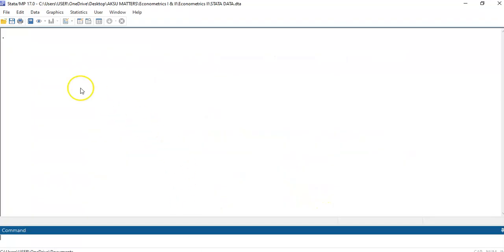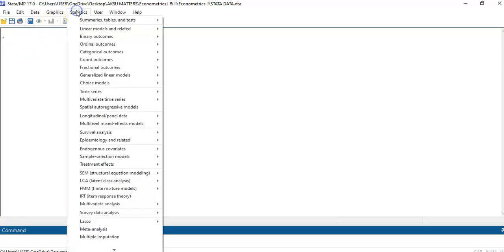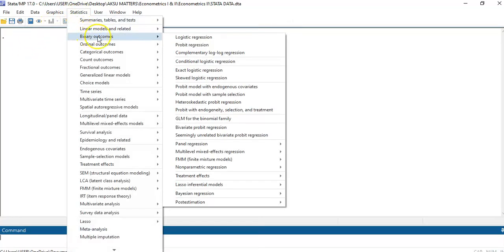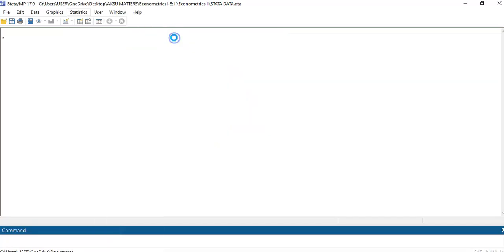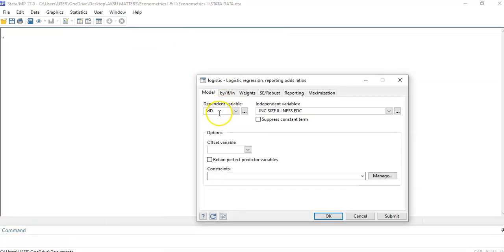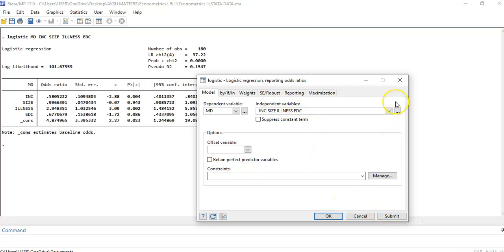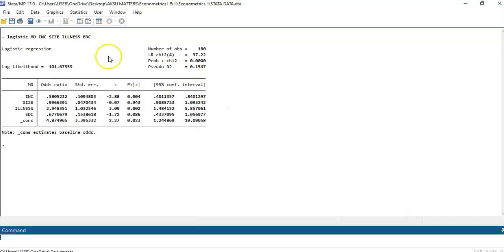Go to Stata, click on statistics, click on binary outcomes, and then click on logistic regression. This is the dependent variable MD. These are the independent variables: income, size, illness, and EDC. Click on submit, and this is what we got. We have income, the odds ratio, size, illness, EDC, the constant. These are the probability values.